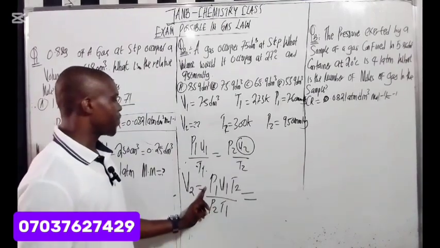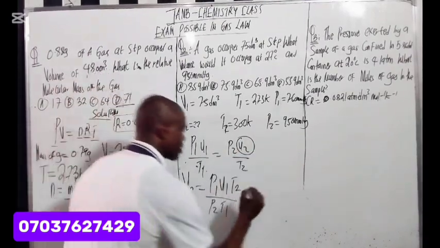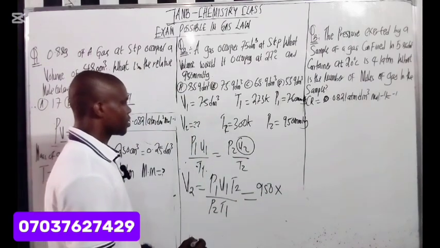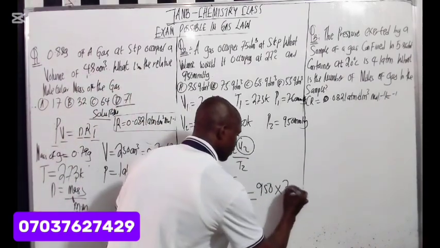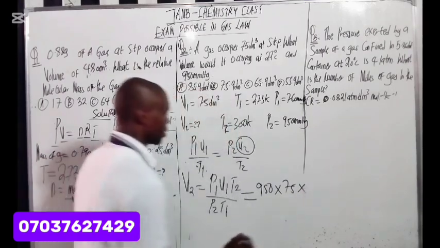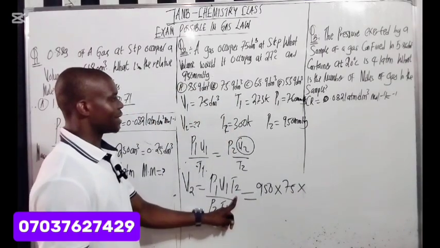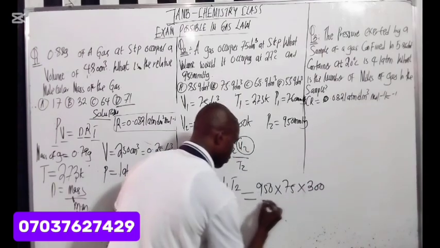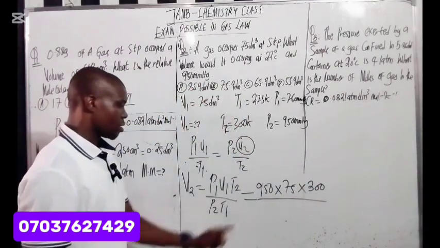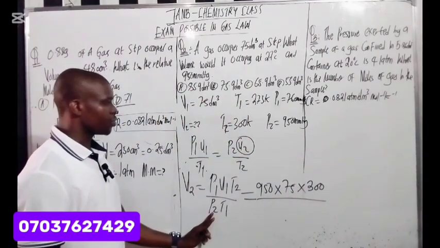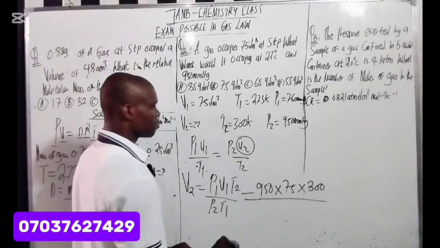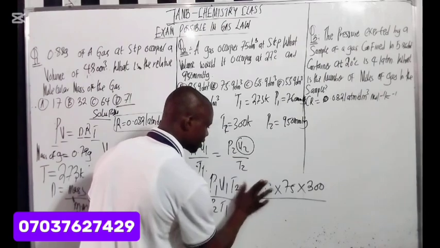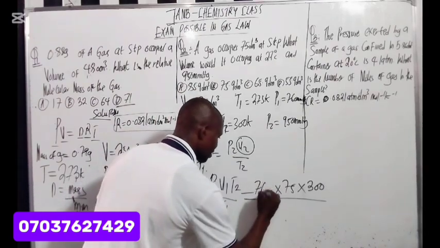My P1, what is my P1? My P1 is 950 times. My V1 is what? It is 75, right? Times. My T2, what is my T2? My T2 is 300, over. My P2 is what? So my P1 is 760. There we are, 760, right?